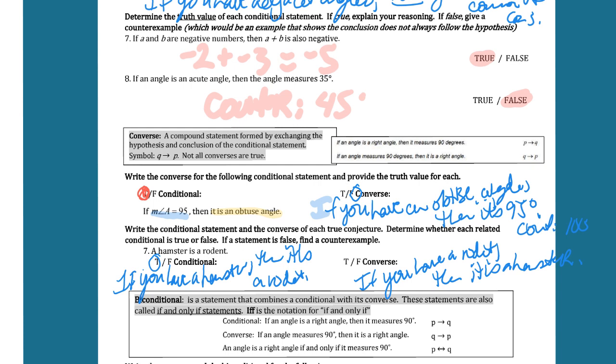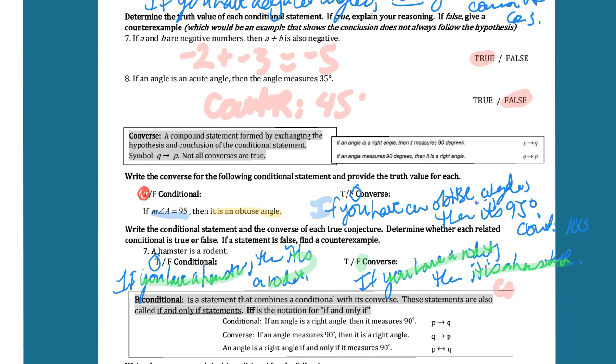So if you have a hamster, then the result is it is a rodent. Okay, that is fine. So I guess they're both green in this case. And then if you flip them, if you have a rodent, well, then it's got to be a hamster. Well, that's not true. If you have a rodent, you might have a rat. So that is false. And so the counterexample would be a mouse or a rat or something.